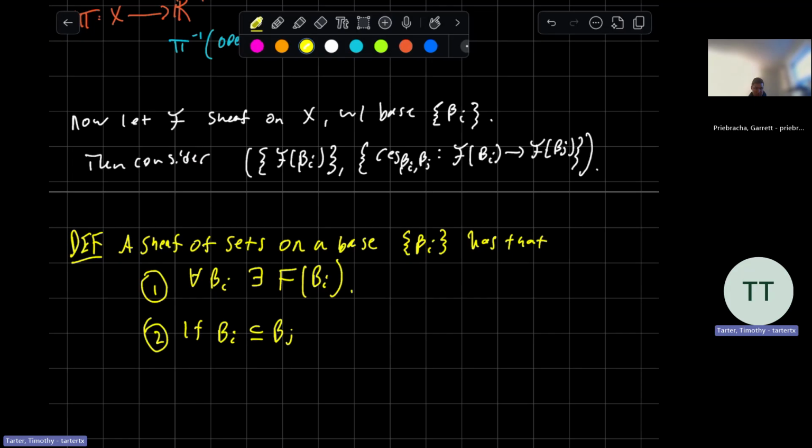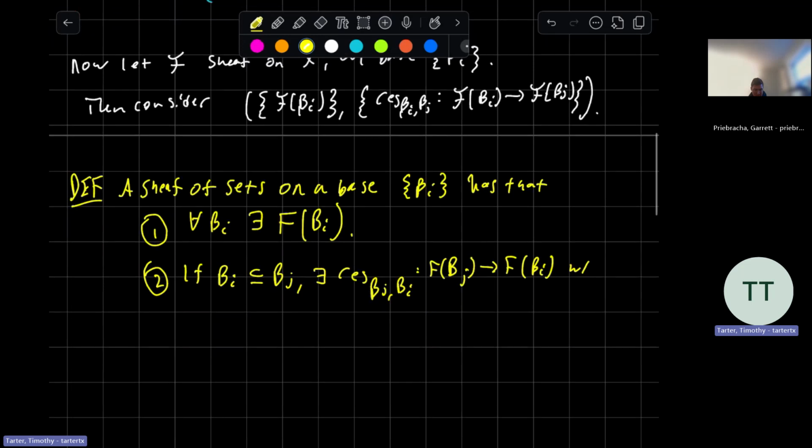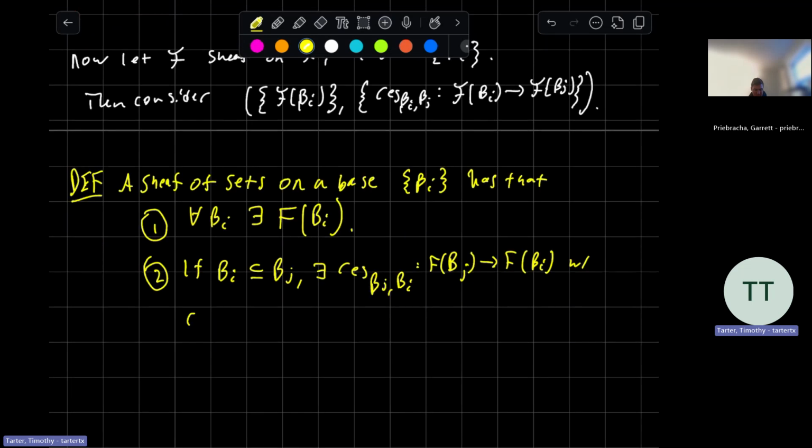And then if B_i is contained in B_j, there exists a map res B_j to B_i from F of B_j to F of B_i, with res B_i B_i equal to ID on F of B_i.